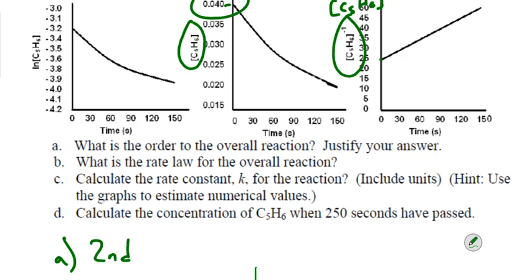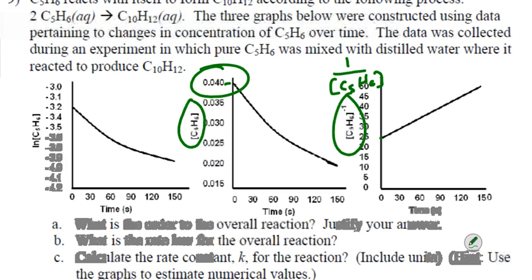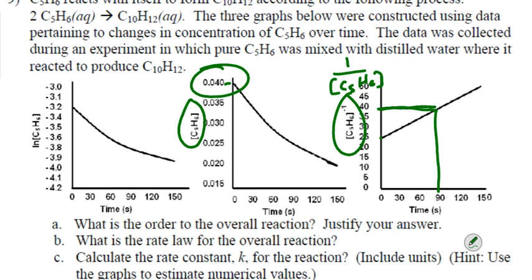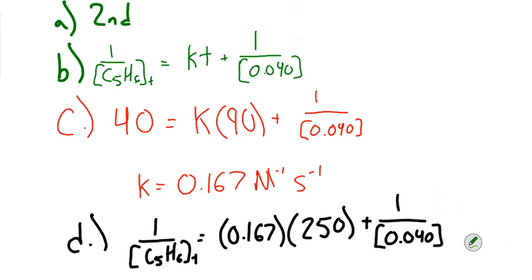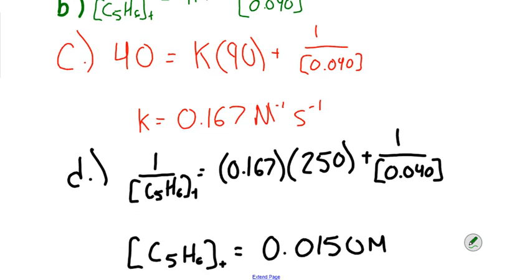I can now pick a time. So I chose 90 seconds simply because it seemed to be a bit easier to read. I'm still kind of estimating a number a little bit, like it's not perfect, but it's somewhere about 40. So 40 is equal to k times 90 plus our initial 1 over our initial concentration. k is equal to 0.167, and then since it's second order, that's molarity to the negative first, seconds to the negative first.